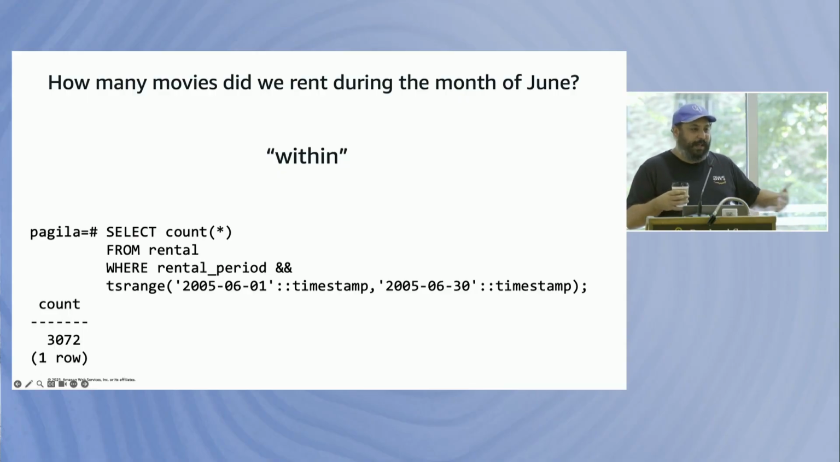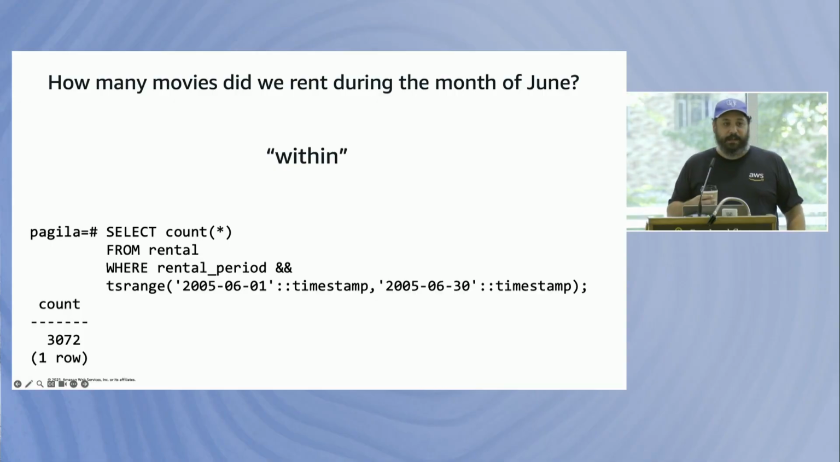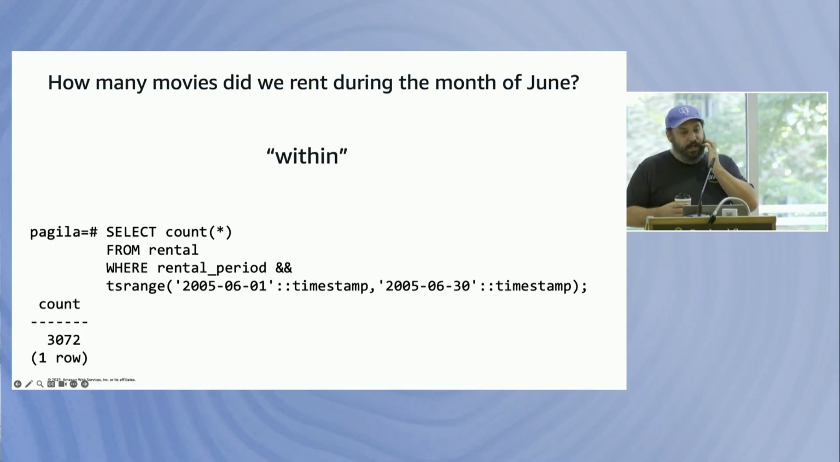And then Postgres does all that magic behind the scenes of, okay, there's some overlap between the individual ranges for all those rows and this range that they passed in, and anything that overlaps, I'm going to give you back as part of your count, right? So it just makes asking those kinds of questions much easier.